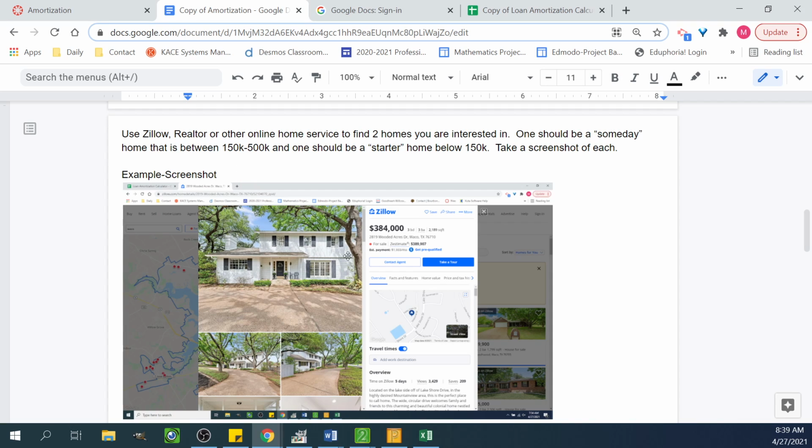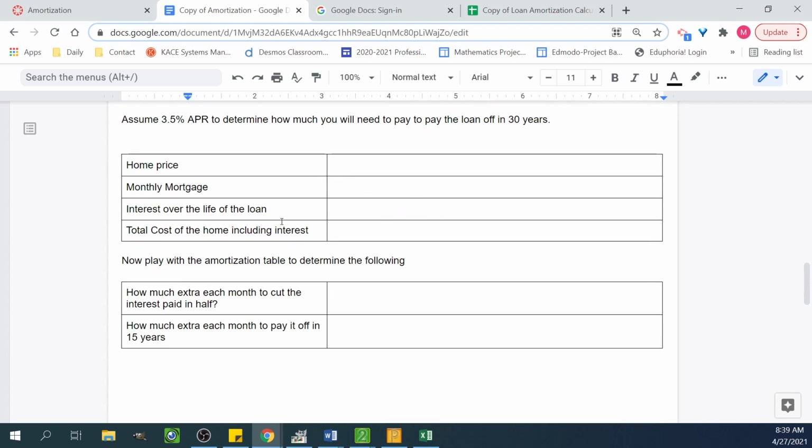I'm looking for a screenshot that shows me how much it is. And then you're going to use that to fill out this table. How much is the price? Figure out what your monthly mortgage would be. Figure out all of these things. If you need help with that, I'm happy to help you. But that's what you're going to work on, okay?